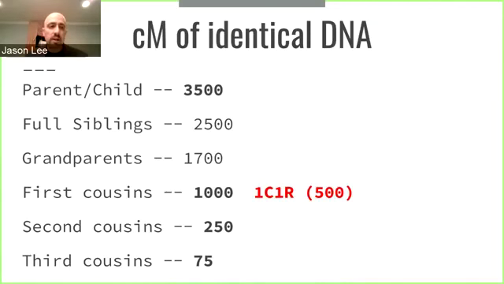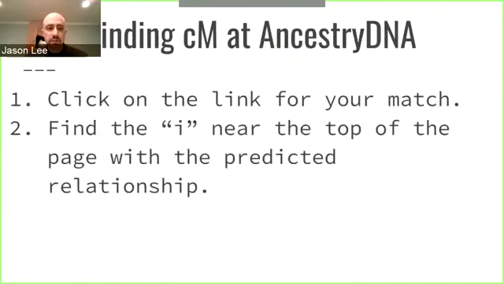These are very simple ways of remembering these numbers. And it works the other way around. If you have a first cousin once removed who shares about 500 centimorgans with you, that's a normal number for that relationship, and you can double that number to know what to expect with the first cousin. So just some general rules of thumb there.